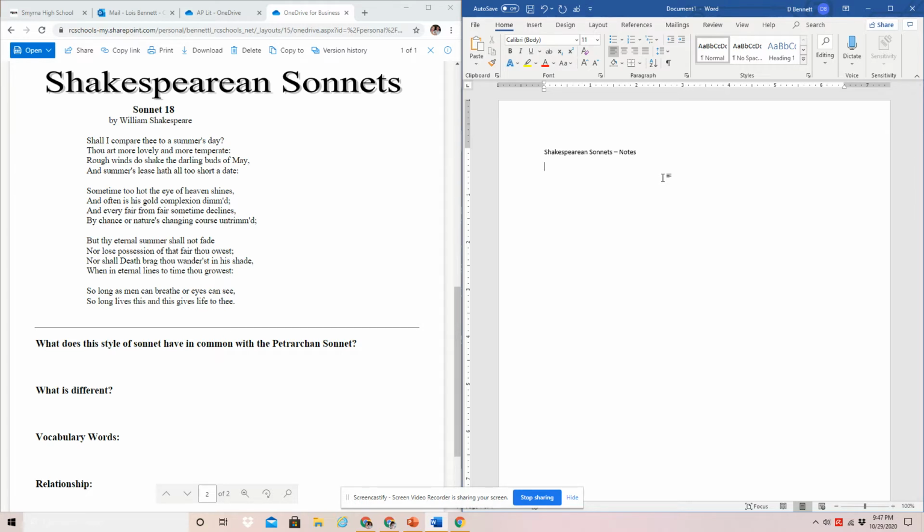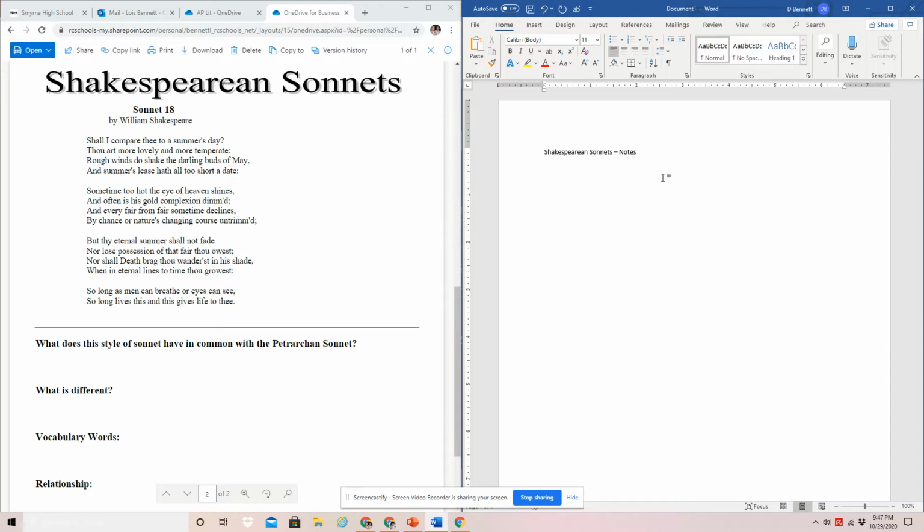So you've probably had an opportunity to look at the Shakespearean sonnets on your own a bit, but I wanted to take some time to make sure that you've come to the right conclusions and that you have a clear understanding of the structure of a Shakespearean sonnet and how that contributes to meaning.